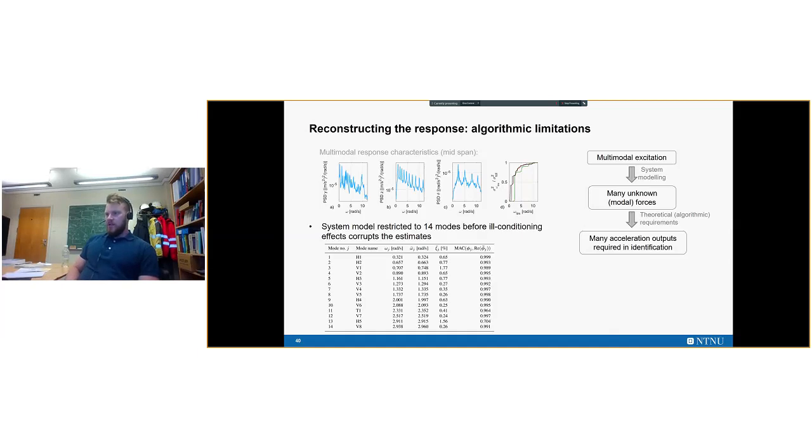So in this case, the theoretical requirements restrict us to only having 14 modes in the model, which go up to about 0.5 Hertz or 3 radians per second. So there are many modes above this frequency range that are excited, but we are simply not able to describe their behavior for now.